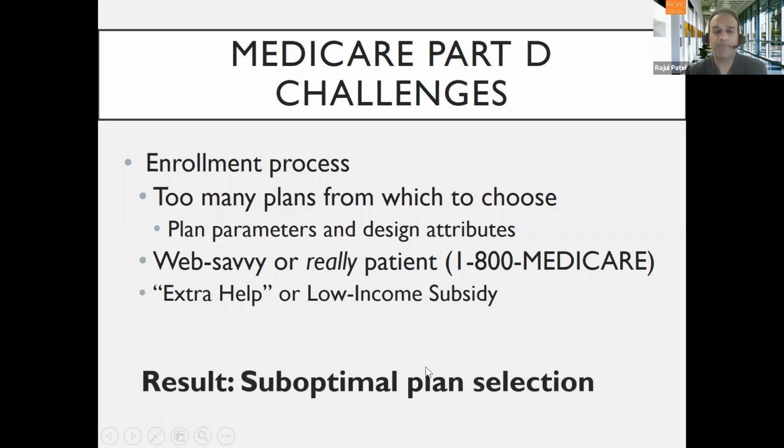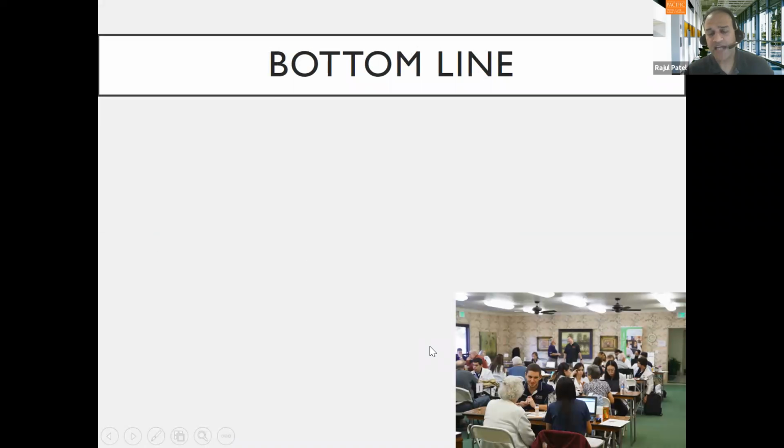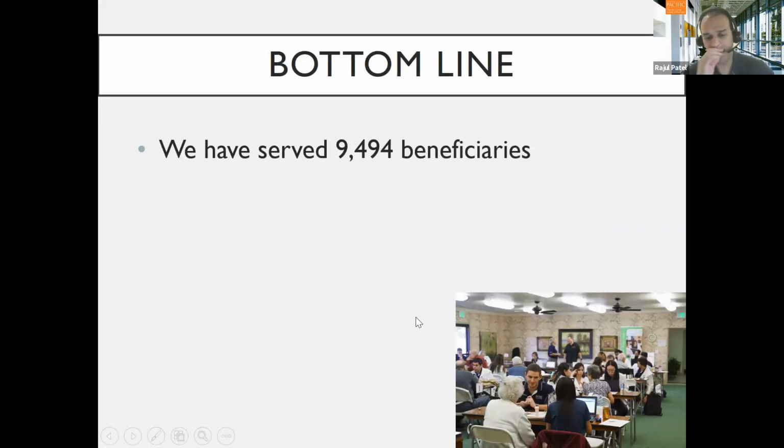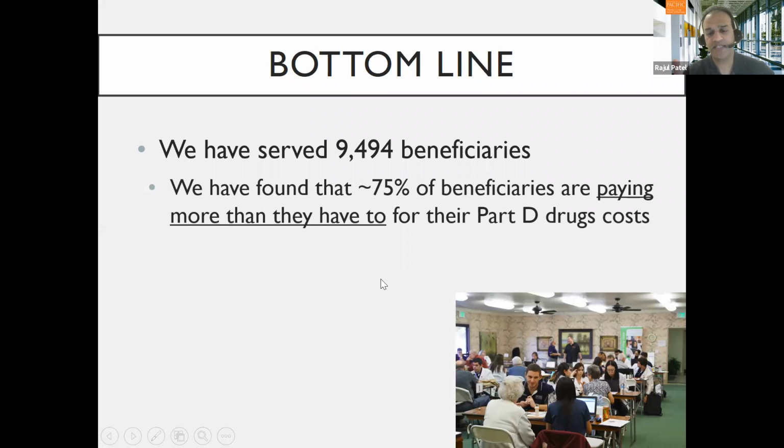So ultimately, the bottom line from all of this is suboptimal plan selection. What do I mean by that? So we have had our Medicare program at the school for 15 years. And as part of that, we always collect data and have collected data from the first day. And what we have found in the nearly 9,500 Medicare patients we've assisted prior to this year is that about 75% are paying more than they have to for their medications.